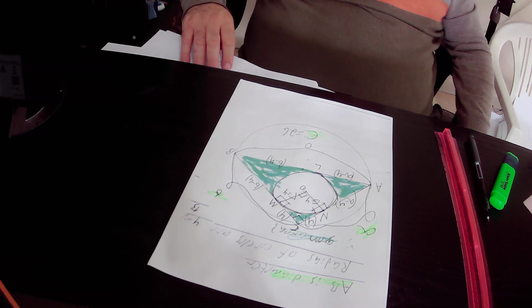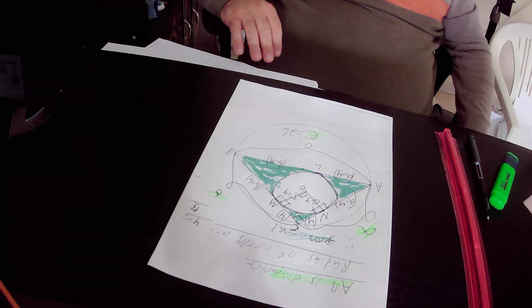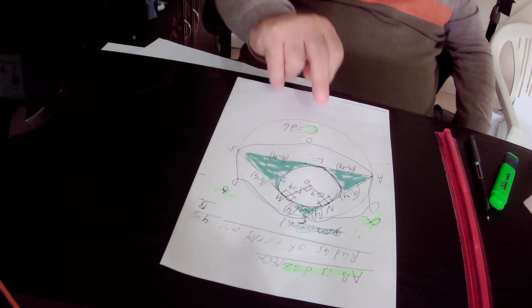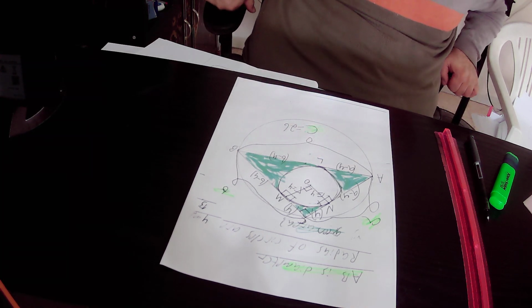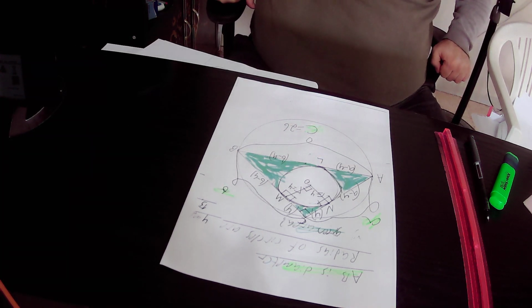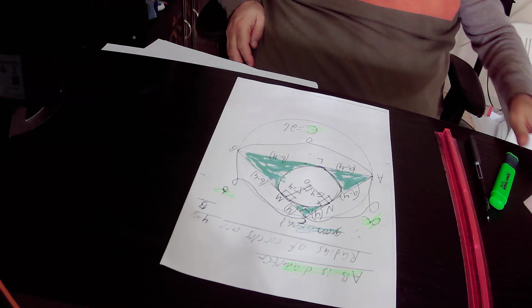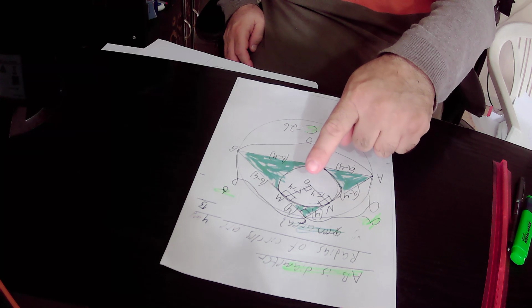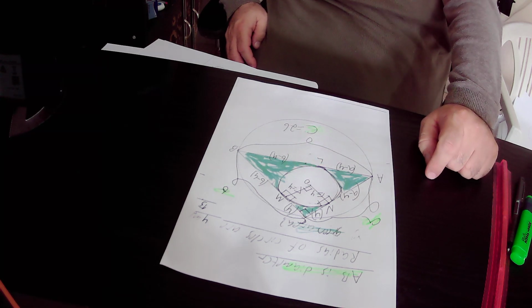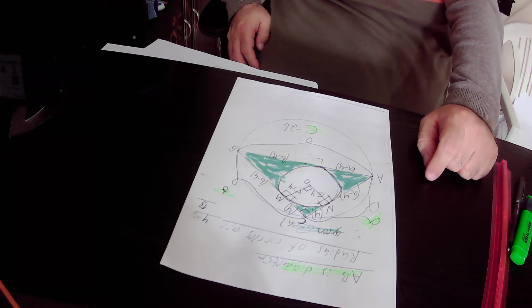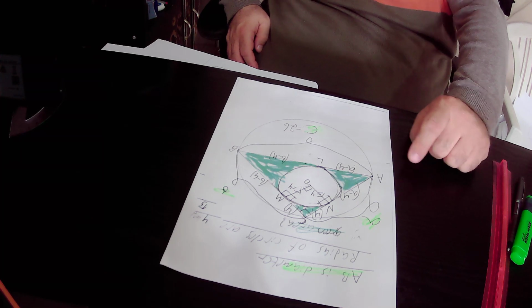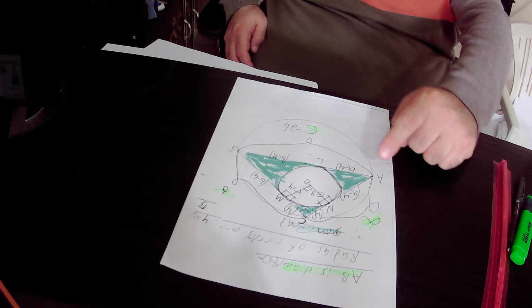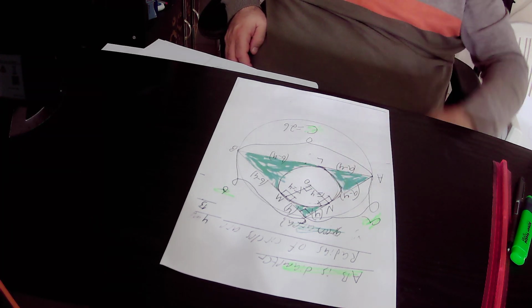Okay, so first of all we defined the center of the small circle as O, and we defined the point of tangency of B with the small circle as M. We defined the point of tangency of tangent AC with the small circle as N.